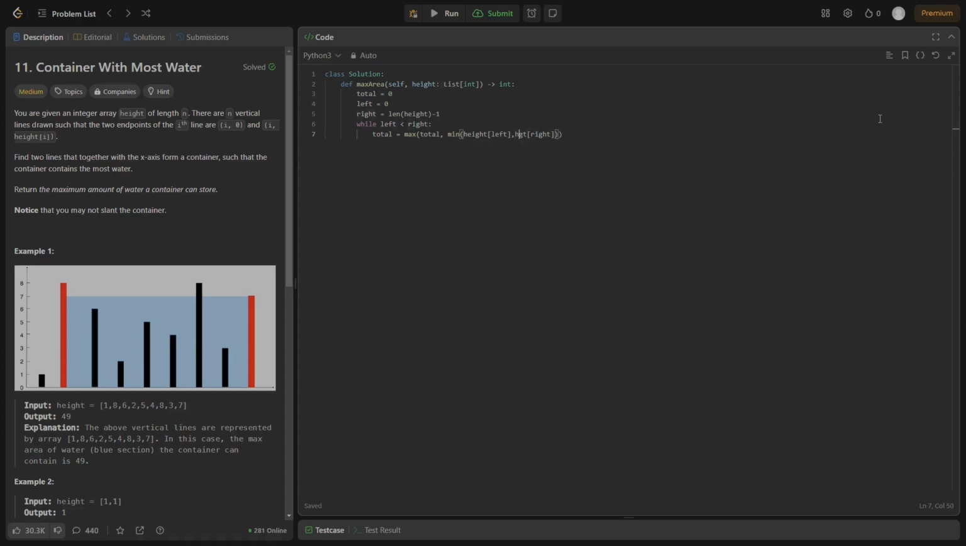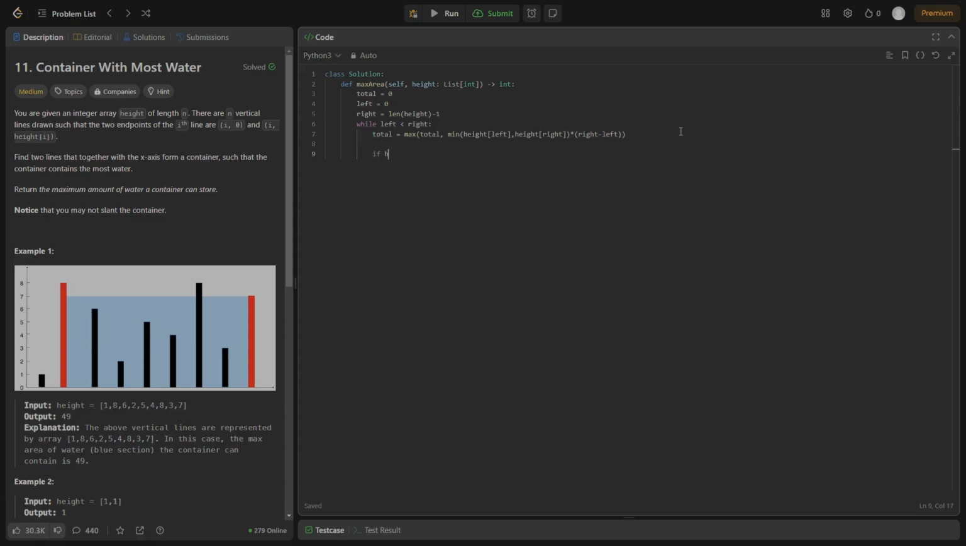And here, we will set total as the max between whatever it was before, or if maybe we can get a higher number by finding a new area, which again is the minimum between the left and the right height, and let's fix this spelling, multiplied by the right minus the left. So again, this formula gives us a new area, and this max operation compares that new area to whatever our maximum area up to that point is.